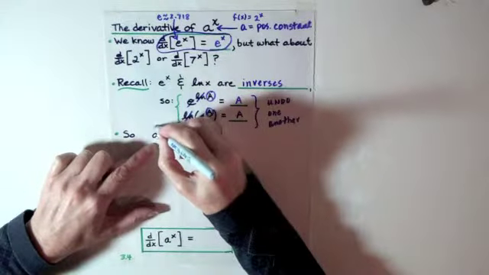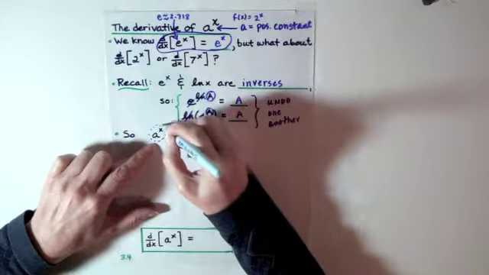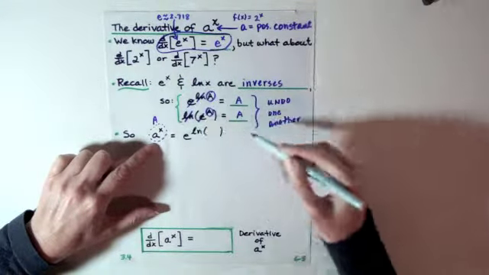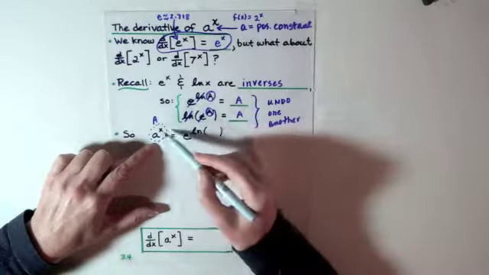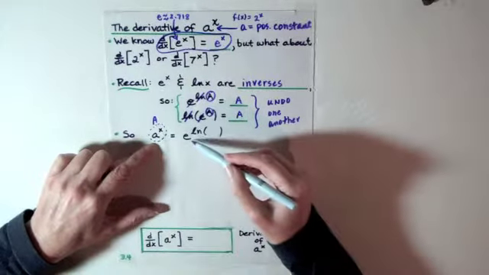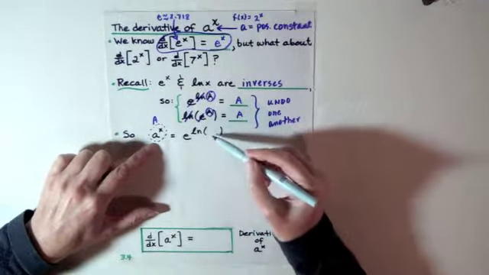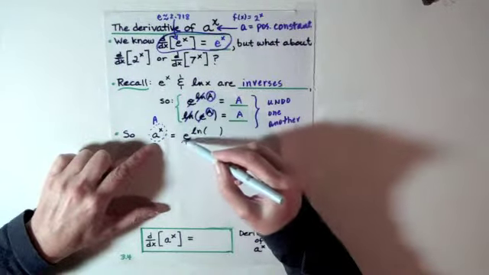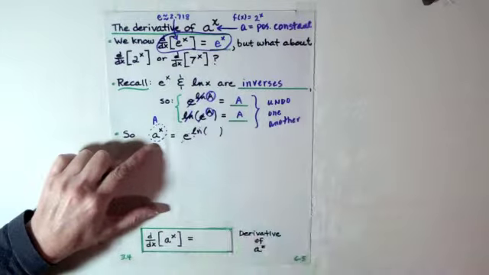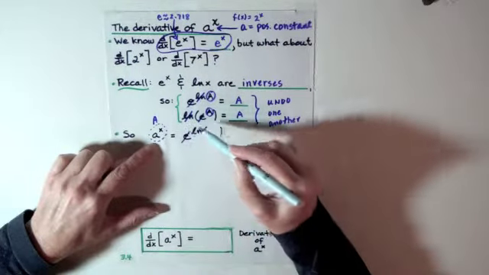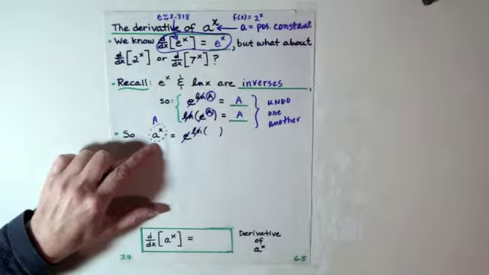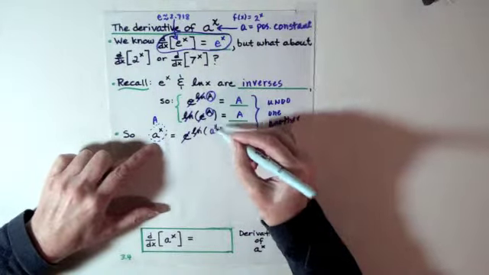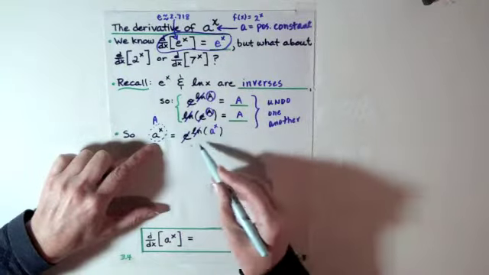Think of this a to the x that I have over here on the left-hand side of my equation as the capital A in these inverse properties up here. I want to rewrite a to the x as e to the ln of something. And what would have to go in here? Remember that these two functions roughly undo each other. So if the e and the ln were to cancel out, I would have to have an a to the x here for the left side of my equation to equal the right side.